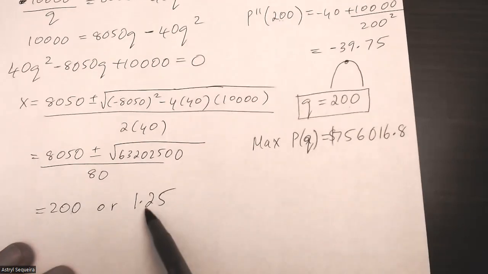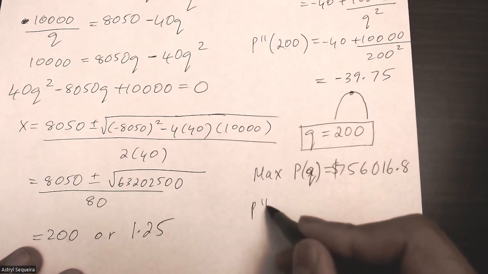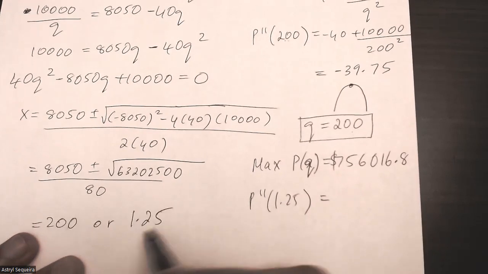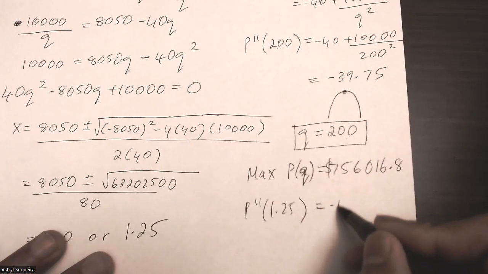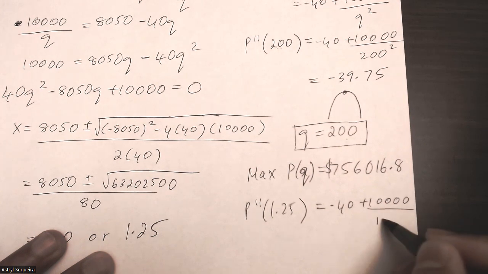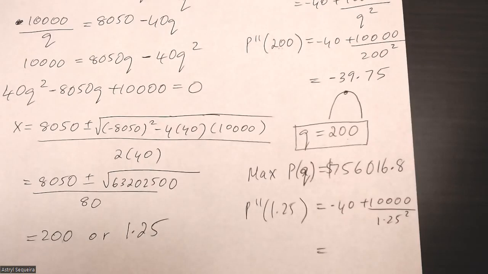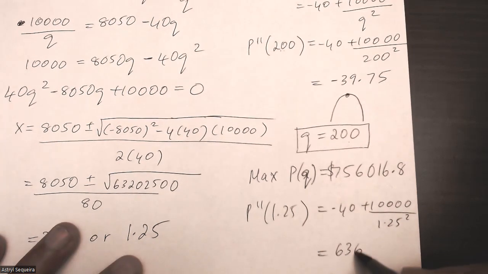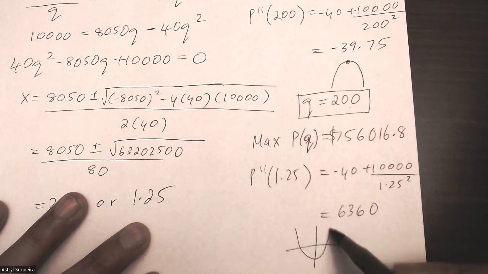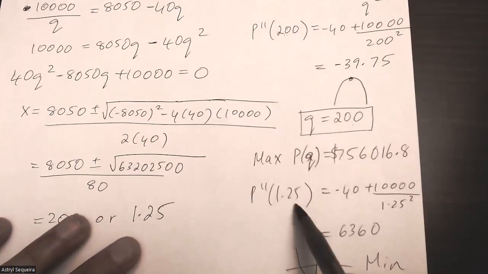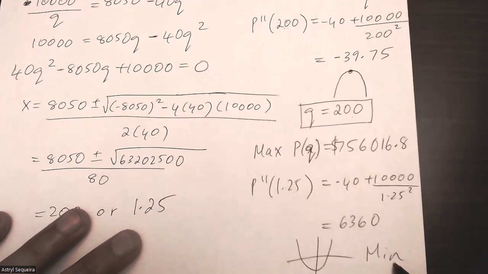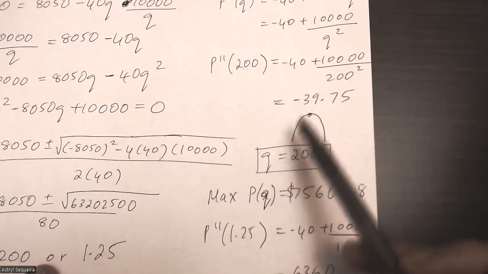Now we need to still verify this is correct. I also have another critical point here. So I'm going to first do P double prime of 1.25 to figure out whether this is concave up or concave down. So that's negative 40 plus 10,000 over 1.25 squared. And if I put this in my calculator, I get 6360, which is a positive number, which means this is concave up, which means that this is going to be a minimum, not a maximum. So I don't need to worry about this point. It's a minimum. I know that at 200, I'm going to have a local maximum.